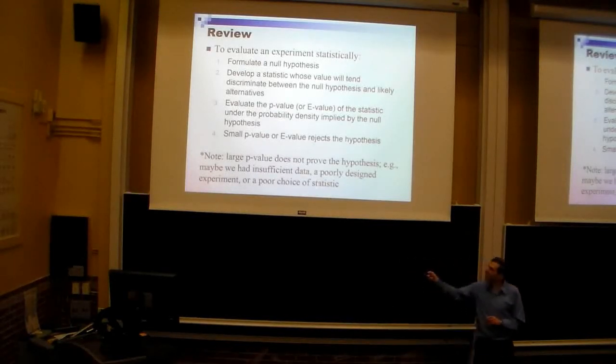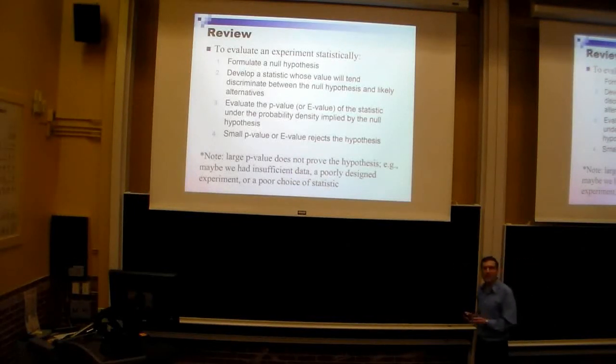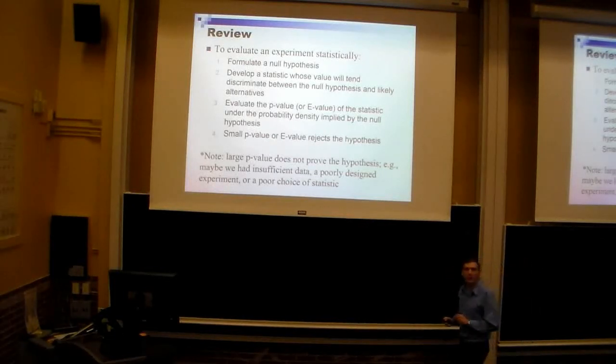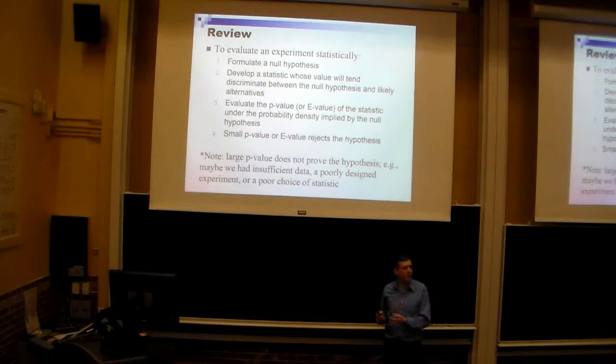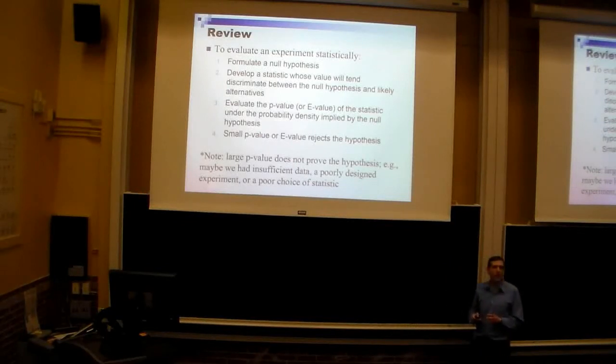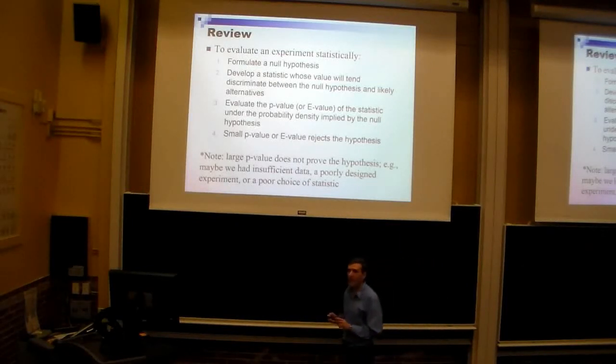And again, I'll just stress the point that failing to reject a null hypothesis is not the same thing as proving the null hypothesis. It might be the null hypothesis is actually wrong, but we didn't have enough data points, or we didn't design the experiment well, or we chose a poor statistic. Often, when you fail to disprove your null hypothesis, you might actually want to go back and redesign your experiment to see if you can come up with a stronger set of evidence and maybe end up rejecting it, even though the first experiment failed to reject it.